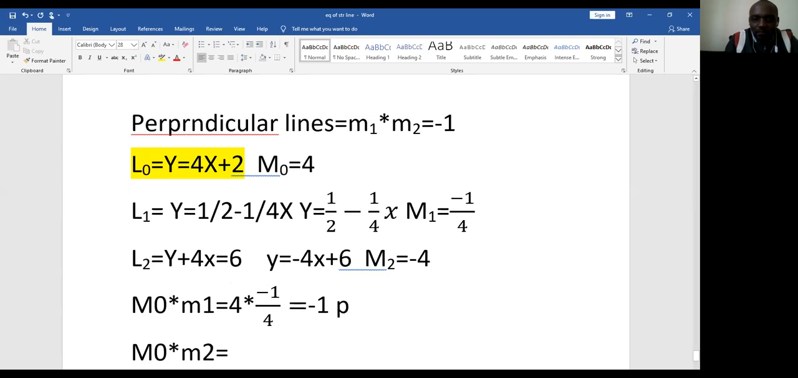But for this one, we have M0, that is 4, multiplied by negative 4, and the answer is negative 16. So they are not perpendicular. But these ones are perpendicular because 4 times negative 1 over 4 gives us negative 1. So we continue from here in the next video.